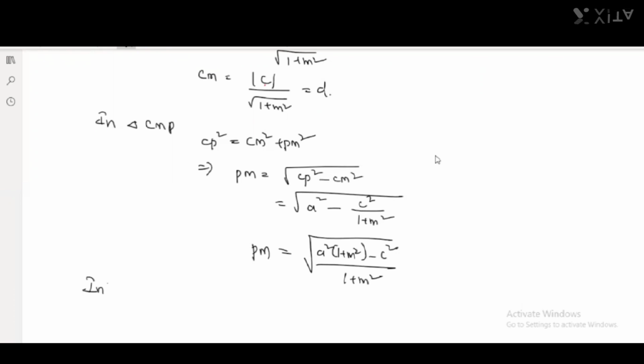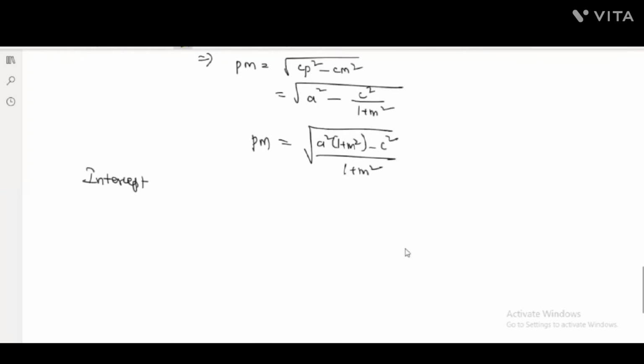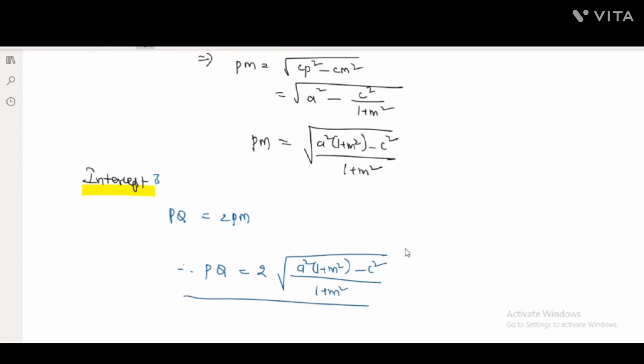But intercept is nothing but PQ there in the diagram. So if you look at the diagram, intercept is nothing but PQ. PQ we can take 2 times of PM. So PQ is equal to 2 times of PM. That means the length of the intercept cut off by the circle on the line is 2 into root over a square into 1 plus m square minus c square, by 1 plus m square. So this is the direct formula to find the length of the intercept cut off by the circle on a line.